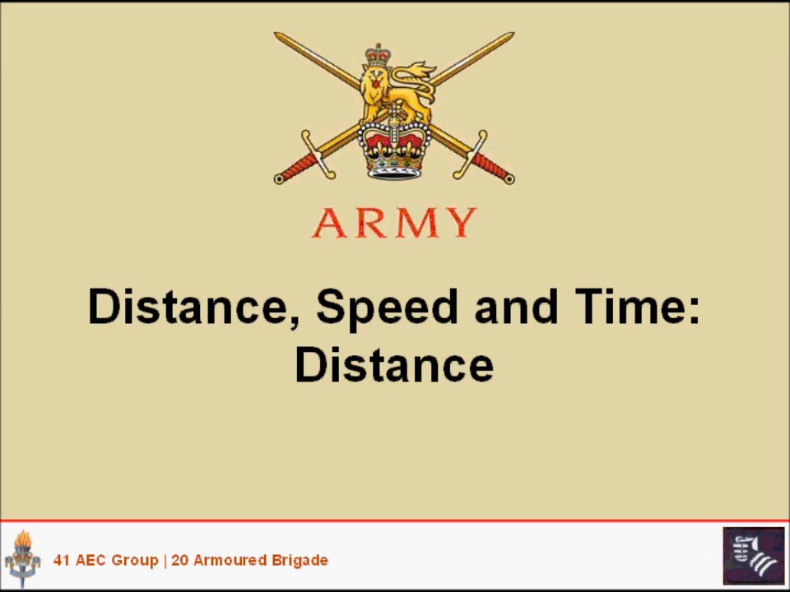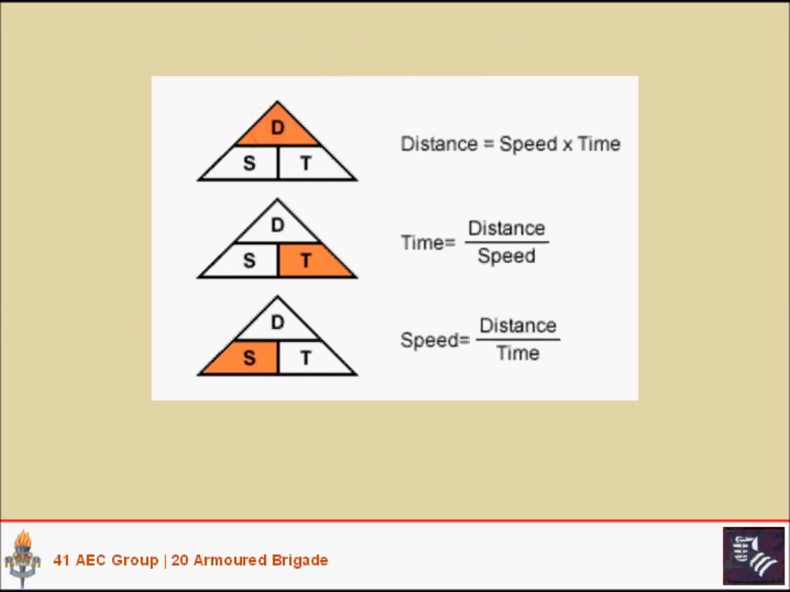Let's find out how. The easiest way to remember how to work out distance, speed and time is to write the letters inside a triangle. The top triangle: distance equals speed times time. The middle triangle: time equals distance divided by speed. And the bottom triangle: speed equals distance divided by time.